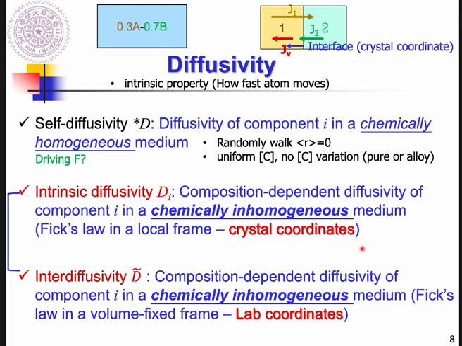So why will there be a difference? Because the interface moves during the diffusion. You have the moving coordinate. So if you stand inside or at this interface, you are moving. So the diffusivity you measure will be different from if you stand outside these materials. So this is the key point.